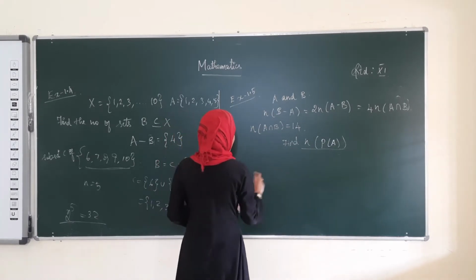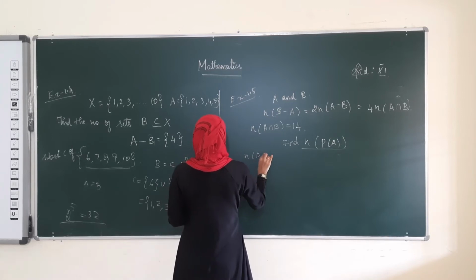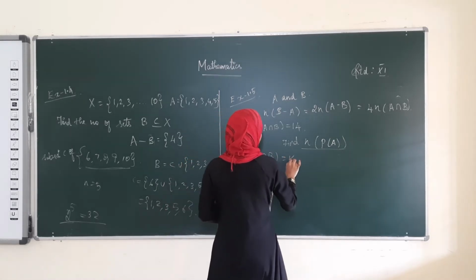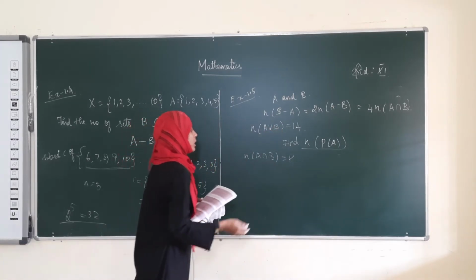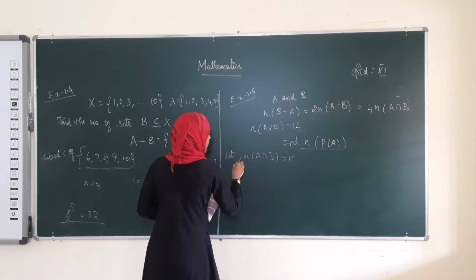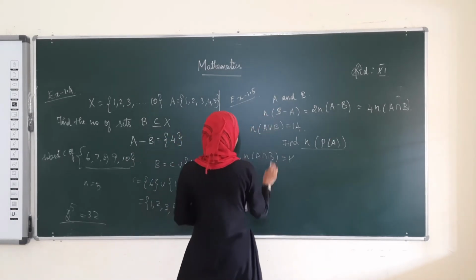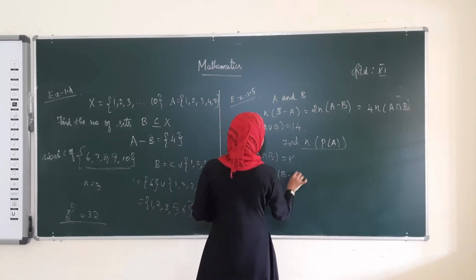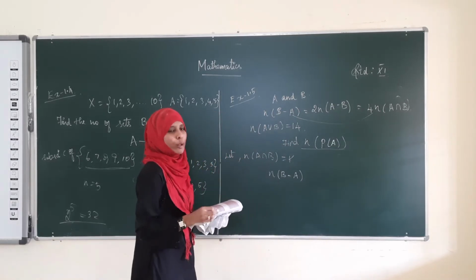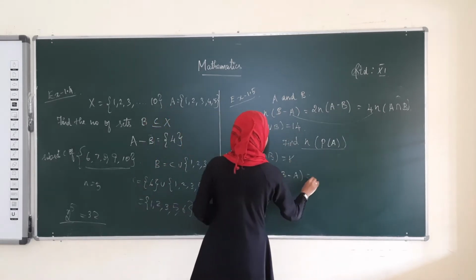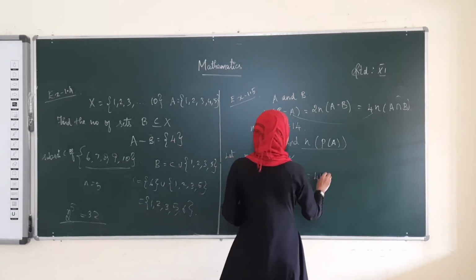For that, we want to know n of A. Let us take n of A intersection B equal to K. Sorry, this is n of A union B, the value given in the question. Now let us take n of A intersection B is equal to K. Therefore, n of B minus A is equal to 4 into n of A intersection B, that is 4K.